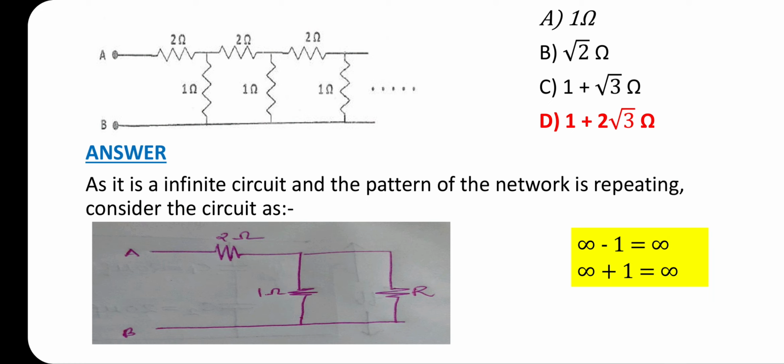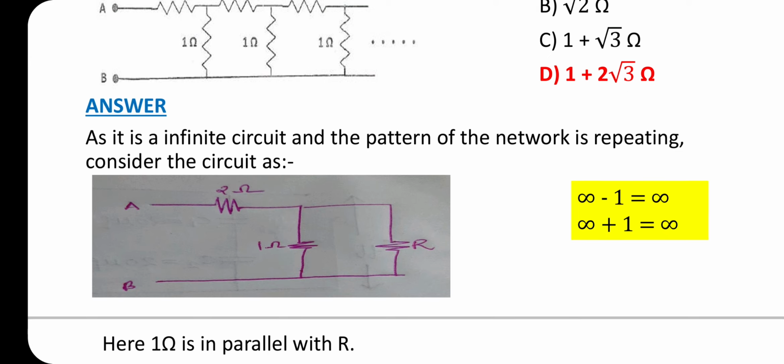Consider the remaining equivalent resistance as R and connect it in parallel across the repeating section. That is where the resistor is going to repeat, and that resistance itself is considered as R. So consider the modified circuit: 2 ohm and 1 ohm, and the remaining resistors' equivalent resistance considered as R.